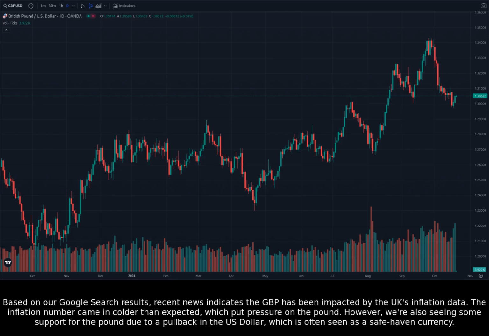Based on our Google search results, recent news indicates the GBP has been impacted by the UK's inflation data. The inflation number came in colder than expected, which put pressure on the pound. However, we're also seeing some support for the pound due to a pullback in the US dollar, which is often seen as a safe haven currency.